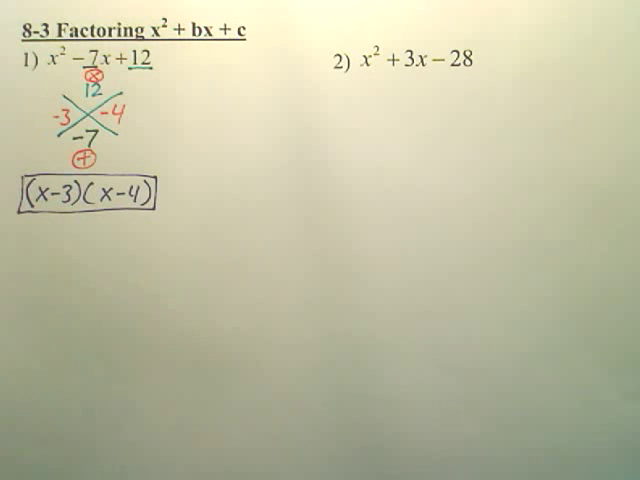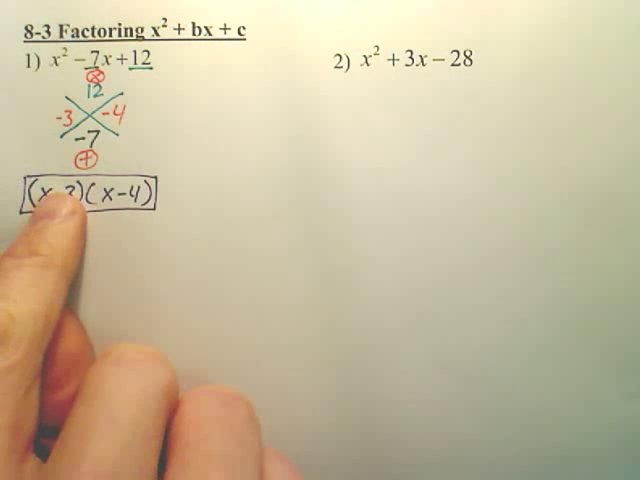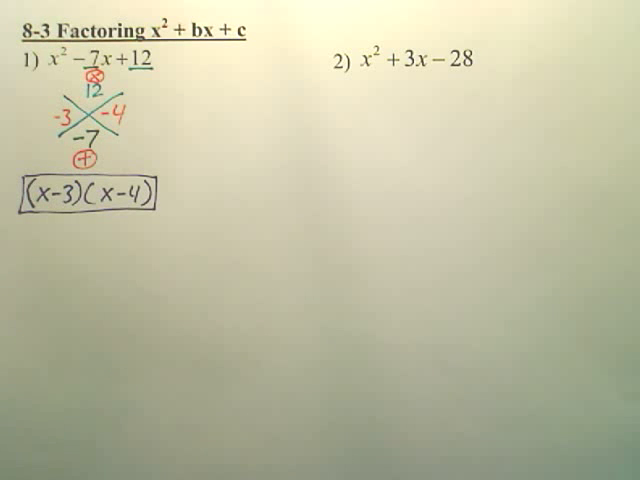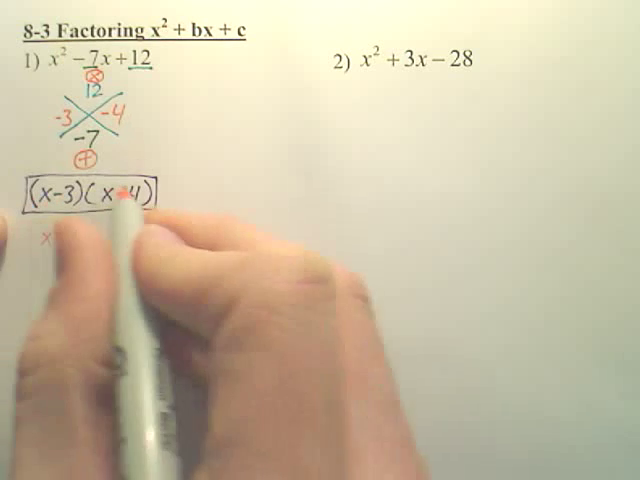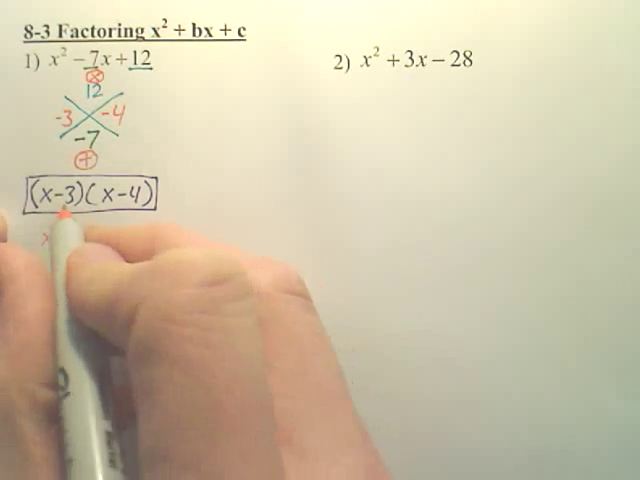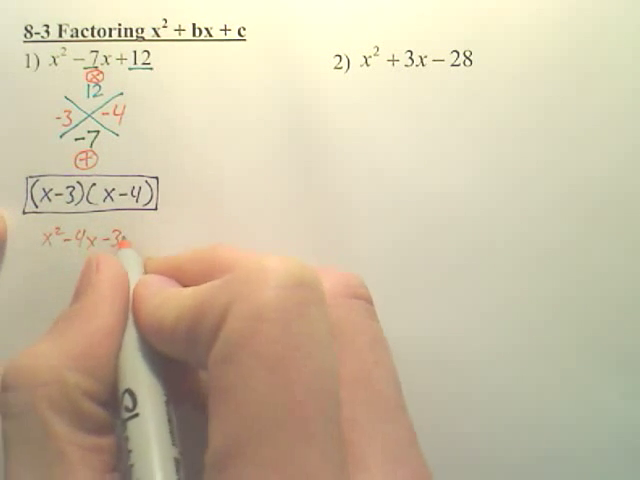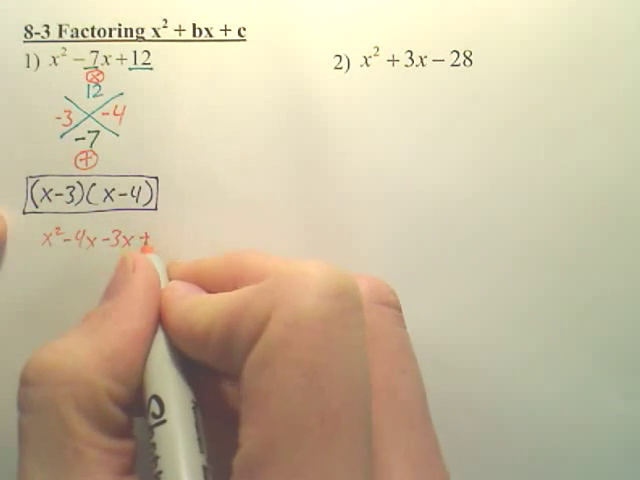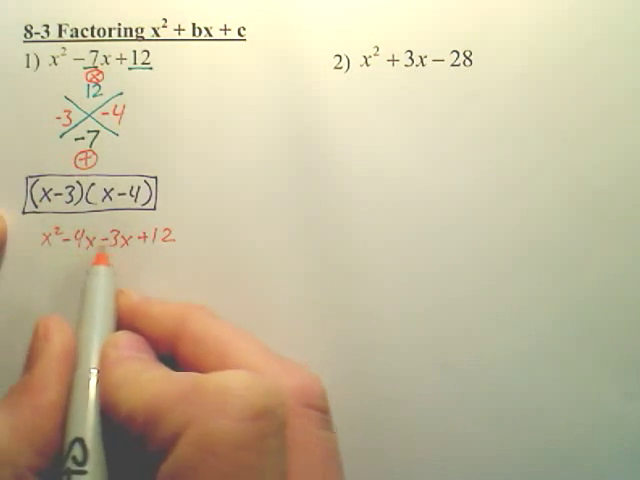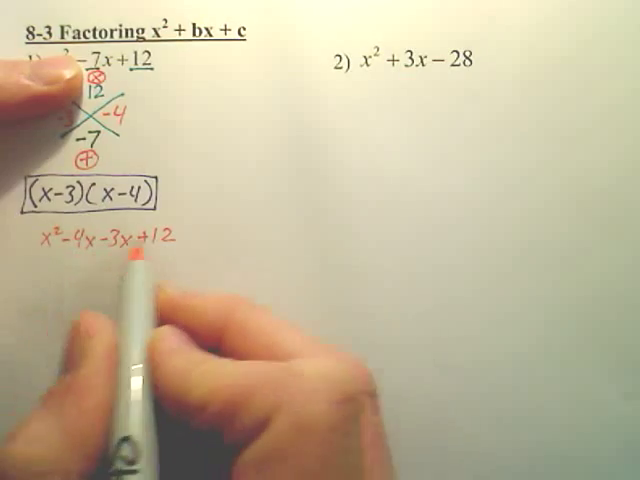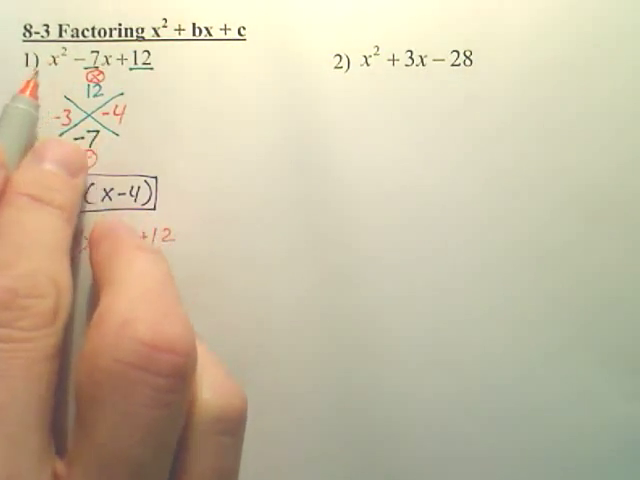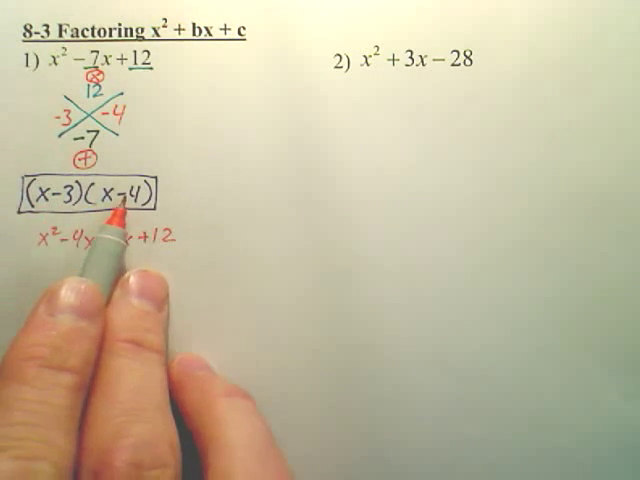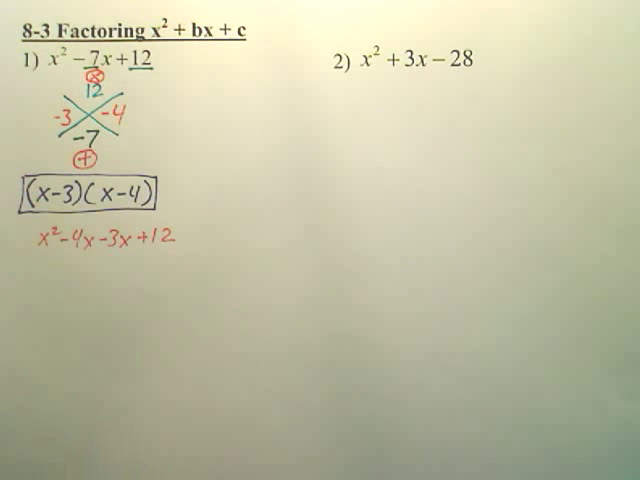And what I mean by factored form is if I were to FOIL this out, meaning if I did FOIL for this, you'd get x squared. This times this would be negative 4x. This times this would be negative 3x. This times this would be 12. And when you combine these, you get x squared minus 7x plus 12. So this is the same as this. So what we're doing is breaking it up into its two factors using this little x thing.